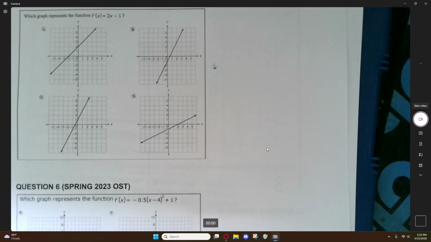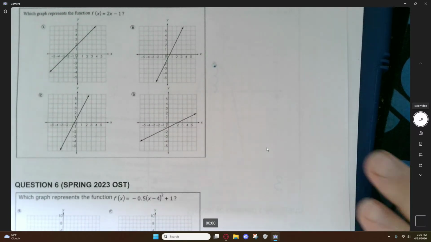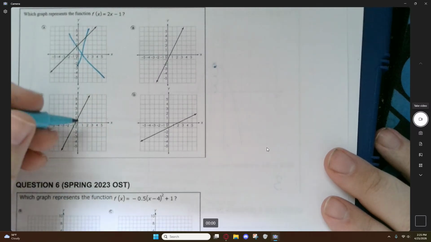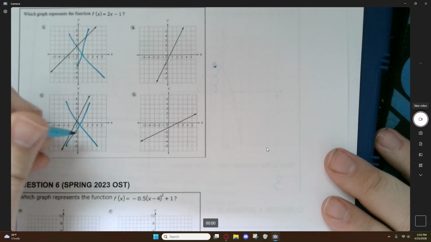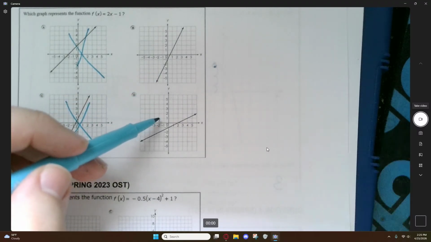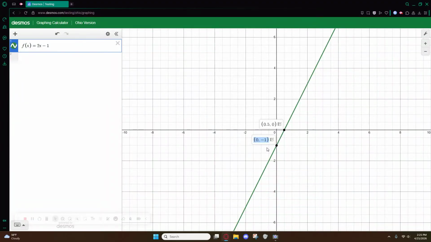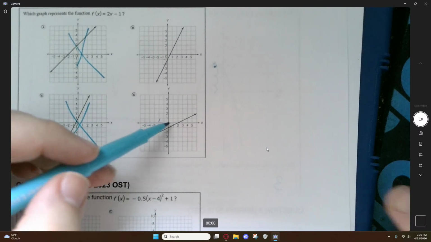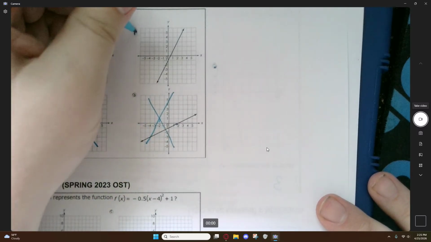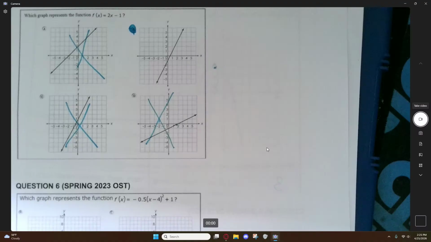So let's look for any line that does not have a y-intercept of negative 1. This has a y-intercept of 2. This has a y-intercept of 1. This has a y-intercept of negative 1. This has a y-intercept of negative 1. However, our x-intercept is at 0.5. This has an x-intercept of 2. Therefore, it is B.